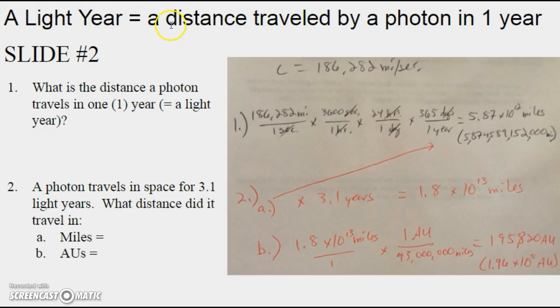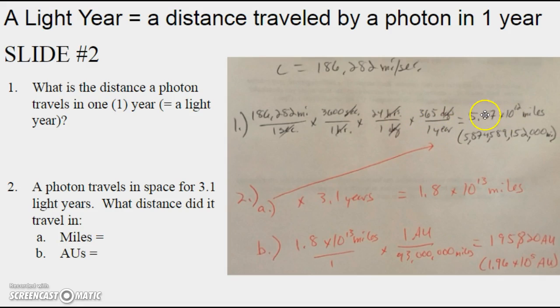Now we're going to solve for a light year. That's the distance traveled by a photon in 1 year. Now we're assuming it's traveling through the vacuum of space. So what is the distance a photon travels in 1 year? This is a light year. So I know the speed of light is 186,282 miles per second times 3,600 seconds in an hour. That's essentially like taking times 60 seconds in a minute times 60 minutes in an hour times 24 hours in a day times 365 days in a year.